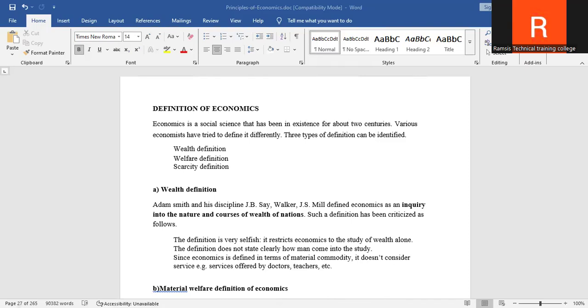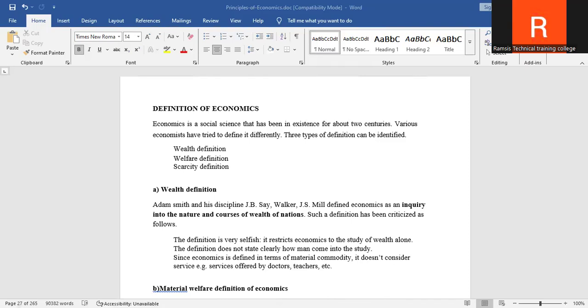It is also defined as the study of how human beings strive to satisfy their unlimited wants using limited resources. Remember, these wants are unlimited and the resources are limited. That's why we have the scramble for these limited resources. That's why you have people who have more, people who have less. And most of the time, these resources are basically limited.